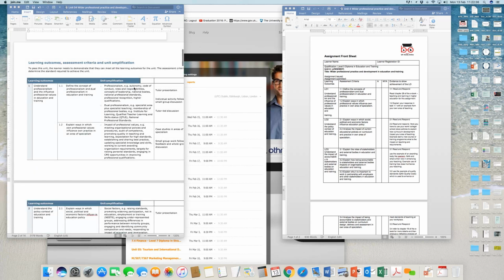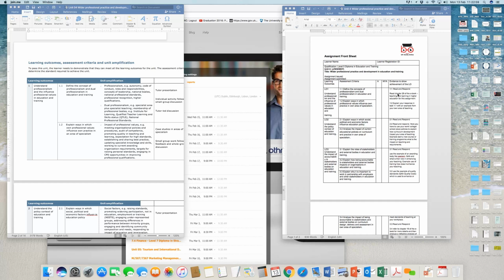Federalism is autonomy, the code of conduct, roles and responsibilities and concept of leadership. It's to do with national bodies, national professional standards, and professional recognition and higher qualifications, such as the ones that we're doing.